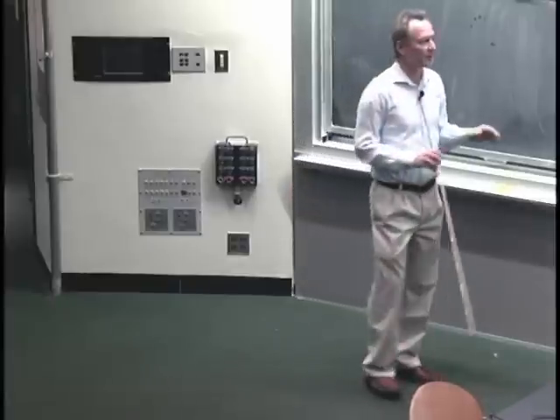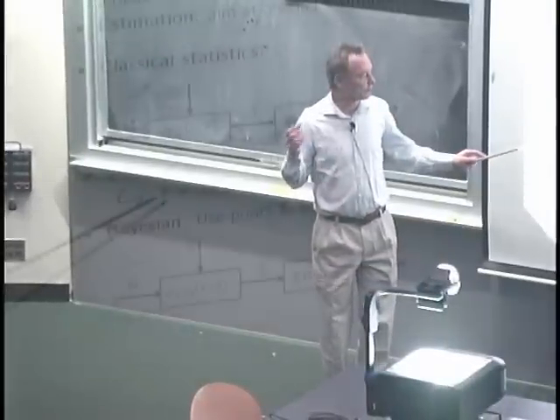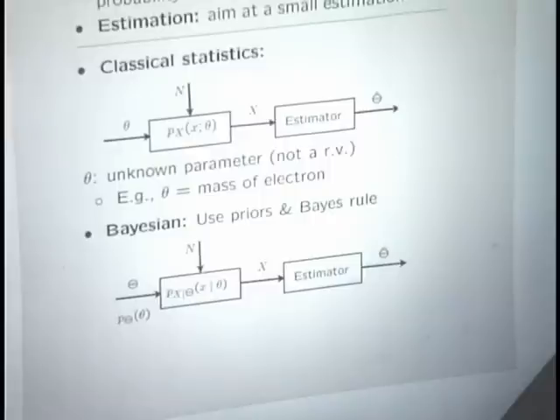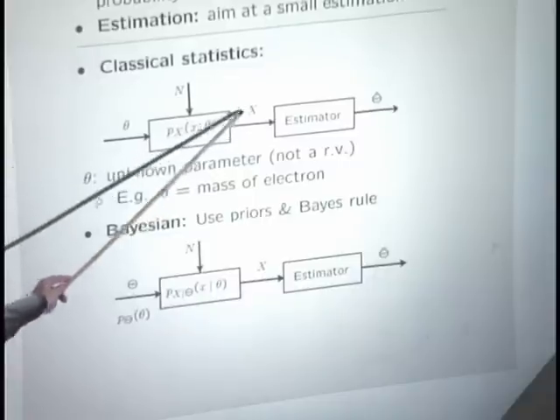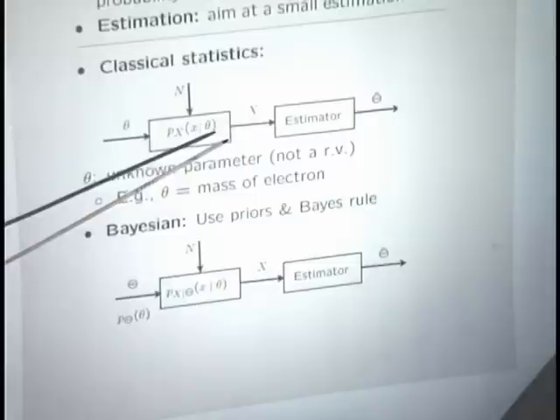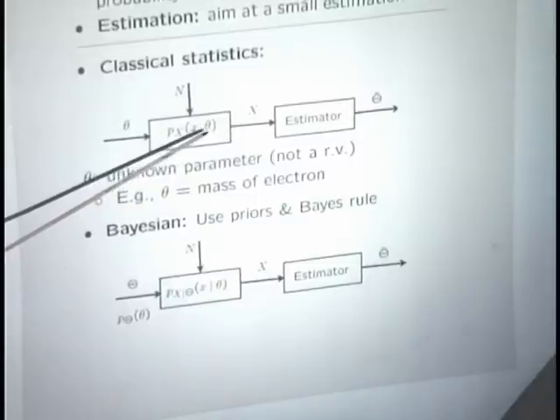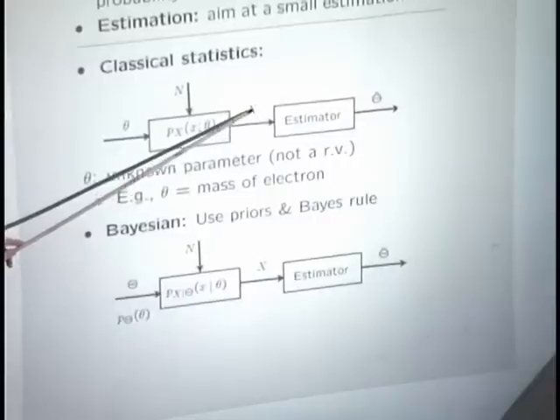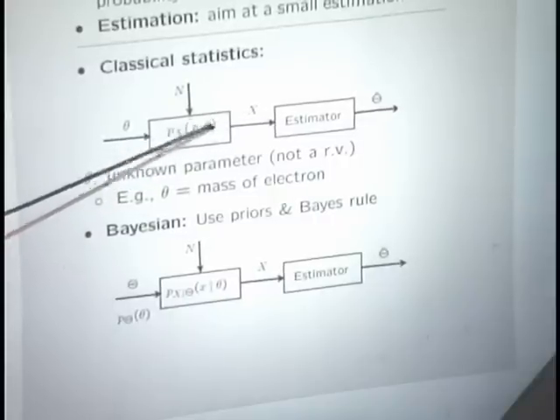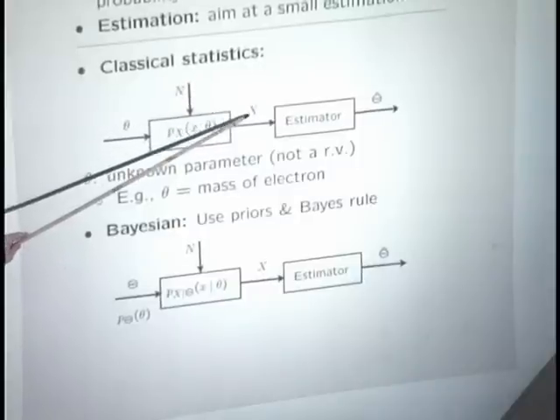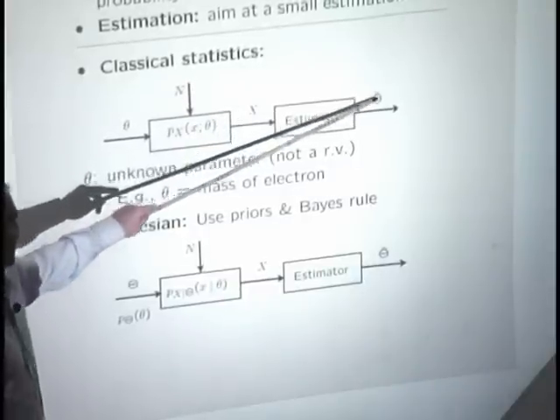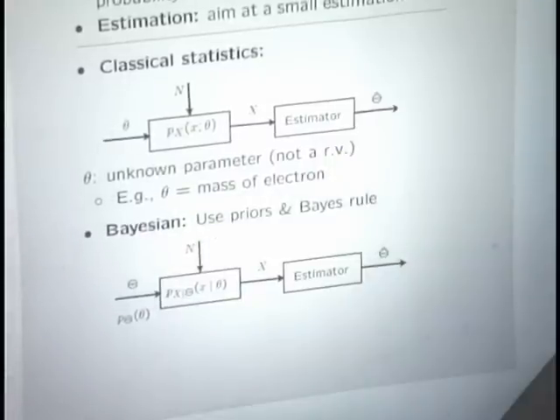So think of trying to estimate some physical quantity. Let's say you're making measurements, you try to estimate the mass of an electron, which is a sort of universal physical constant. There's nothing random about it. It's a fixed number. You get data because you have some measuring apparatus, and the results that you get are affected by the true mass of the electron, but there's also some noise. You take the data out of your measuring apparatus and you try to come up with some estimate of that quantity theta.